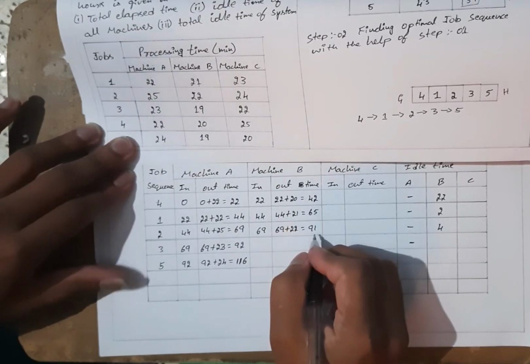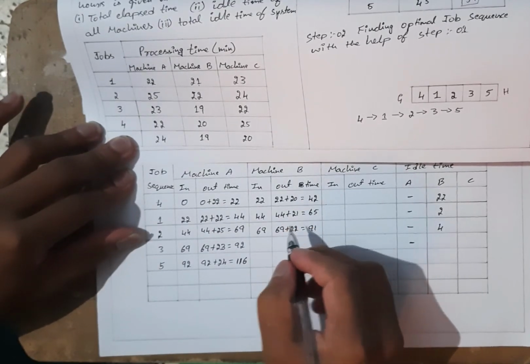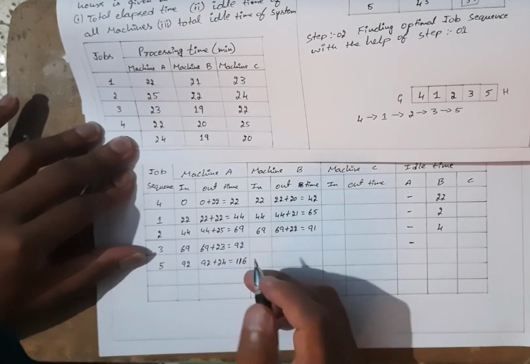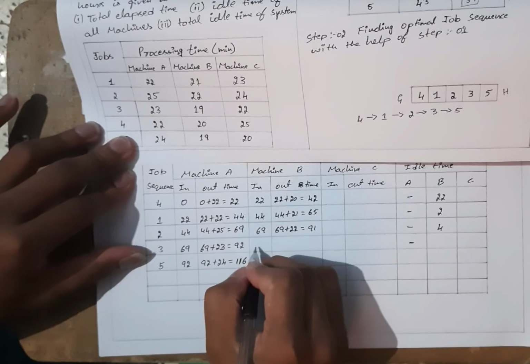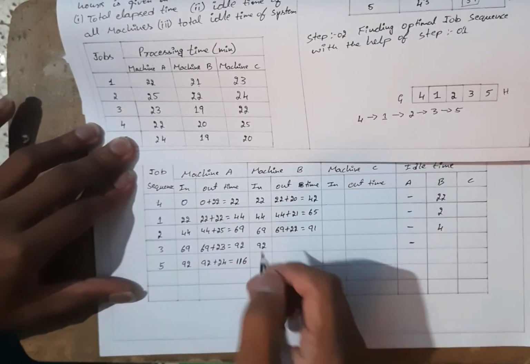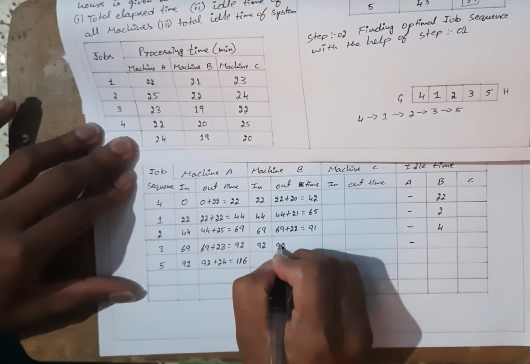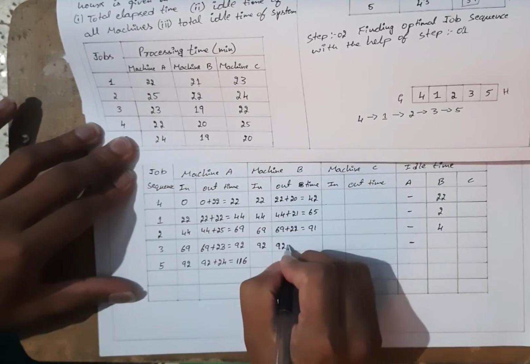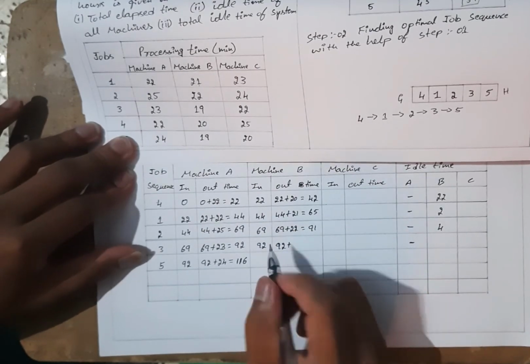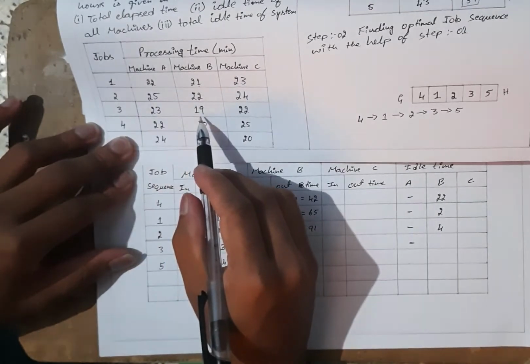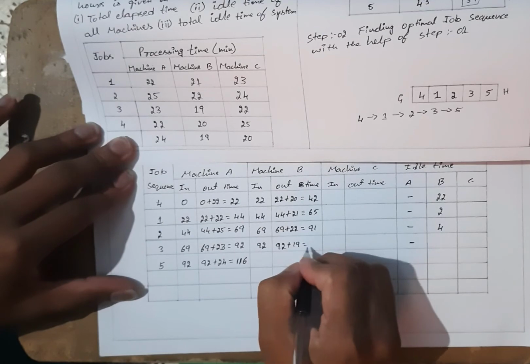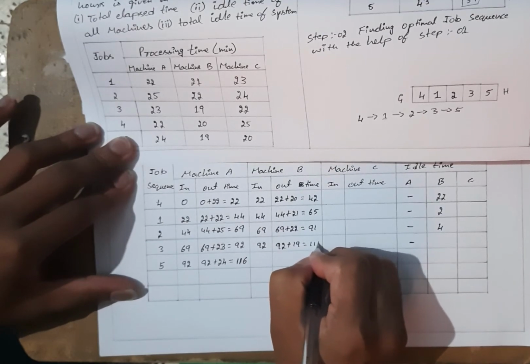Next, machine B job number 2 has completed at 91. Previous machine A job number 3 completed at 92. Between these two, the higher value is 92. So we will consider that as the in time for machine B. 92 plus job number 3, machine B 19. Okay, that is 111.